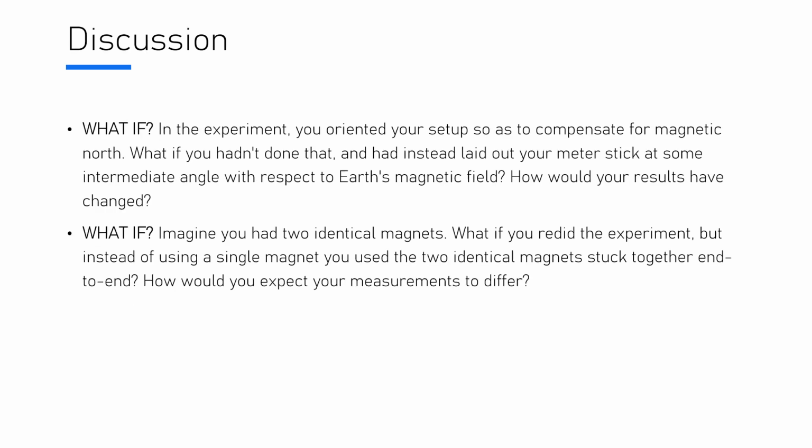To finish up our discussion, we have the what-if questions. For the first question, this would have affected the results because the Bx value would have been off, and that means we would have had the Earth interfering with our magnetic field. And if the two magnets were connected into one, this would have been multiplied by a constant, and we would just be using a stronger magnet.